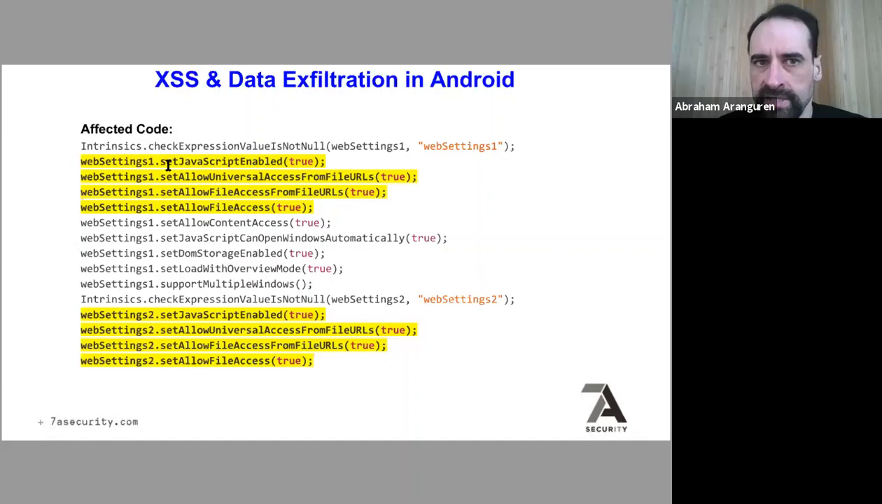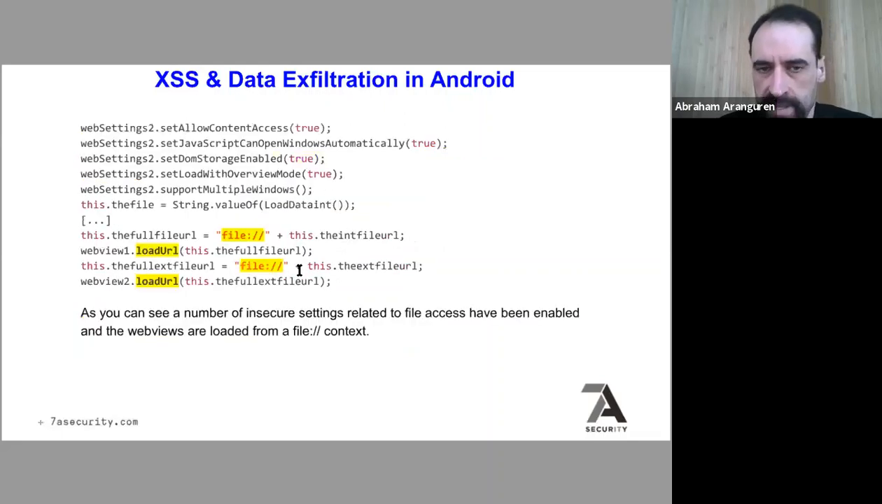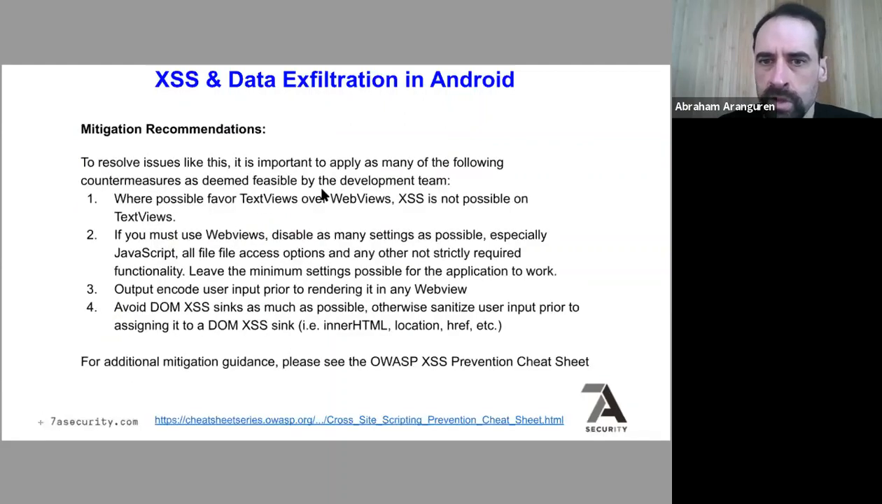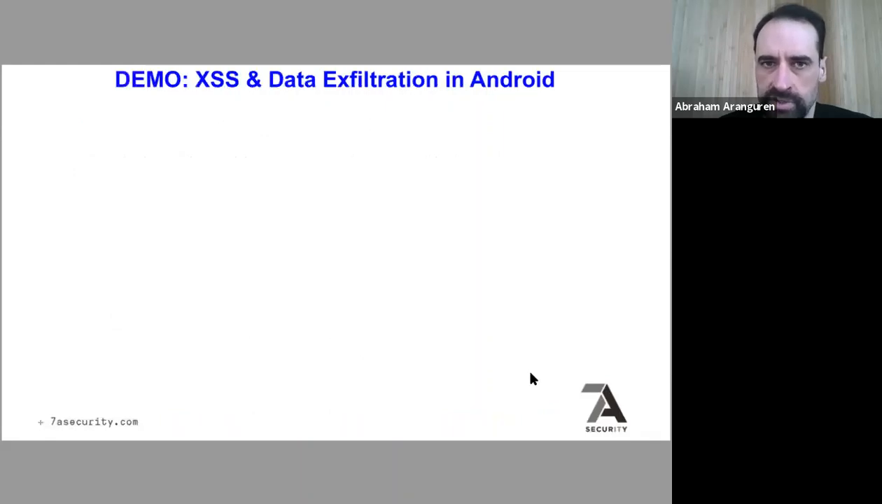So you need setJavaScriptEnabled to true, setAllowUniversalAccessFromFileURLs to true, setAllowFileAccessFromFileURLs to true, and setAllowFileAccess to true. If you have these settings, this vulnerability is possible if you have XSS as well, right? And then the other issue is that it's a file URL, right? So this was the mitigation recommendation, towards the XSS Prevention Cheat Sheet and so on.